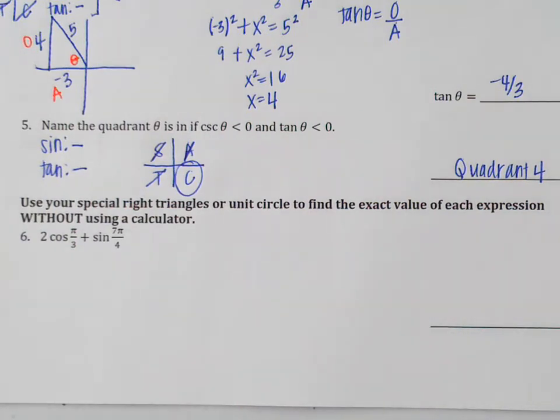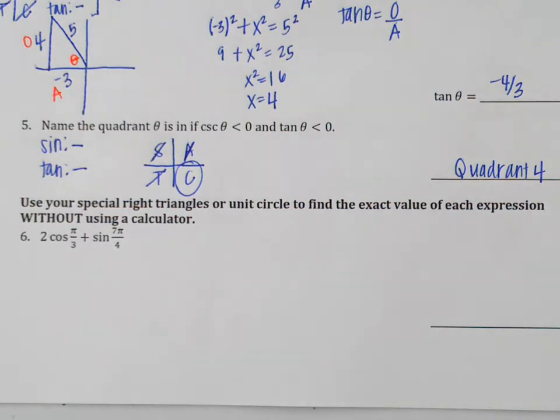We're going to continue on with the study guide. I'm breaking it up into sections. This is the section with using your special right triangles or your unit circle. I will show you both methods, so whatever method you're choosing to use, follow along on that section.